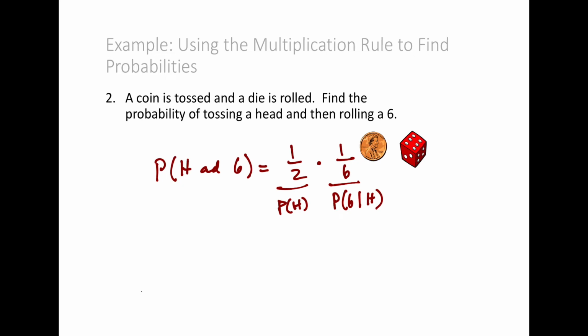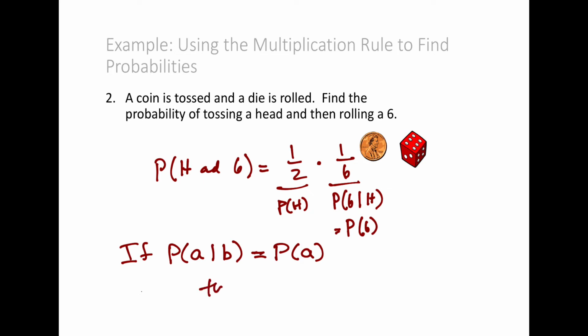So you can see here that the probability of 6 given heads is the same as what I would put if I was just considering the probability of 6. In fact, these two are equal to each other because the events are independent. This becomes the decision criteria for deciding whether two events are independent. If the probability of A assuming B is equal to the probability of A, then we say the events are independent.